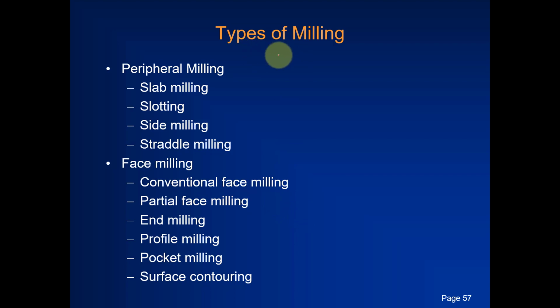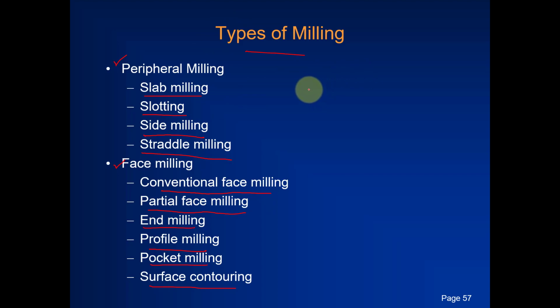So we have different types of milling operations that are subcategories of peripheral milling as well as face milling. In peripheral milling, we have slab milling, slotting, side milling, and straddle milling. While in face milling, we have conventional face milling, partial face milling, end milling, profile milling, pocket milling, and surface contour milling. We will see each one in detail.